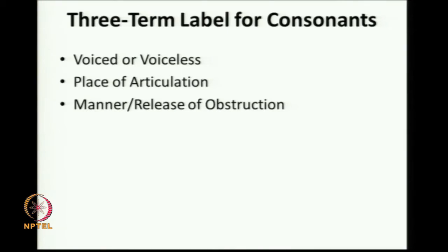We also saw that we describe vowels in different languages according to whether they are produced from the front of the mouth or from the back of the mouth, whether in their production jaws are closed or open, whether lips are rounded or unrounded. On the other hand, we saw that consonants will have to be described by a different parameter. Consonants require three-term labels of a different kind. We ask and say whether they are voiced or voiceless, where is the obstruction, the place of obstruction or place of articulation, and the manner and release of obstruction.